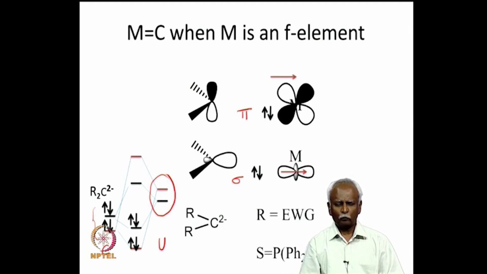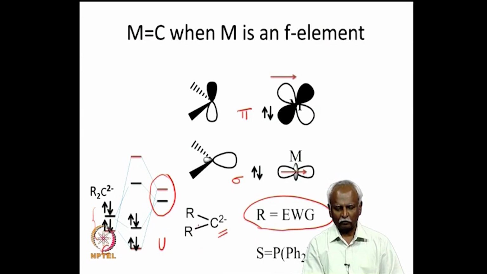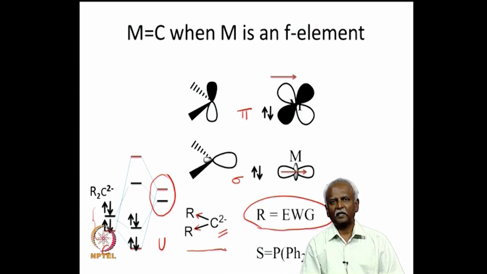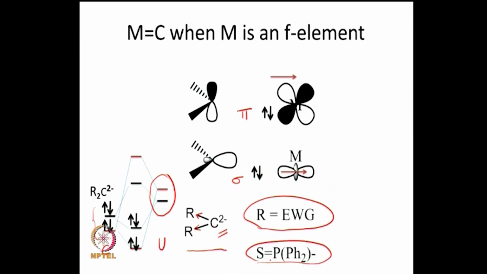So, how can one stabilize the 2 negative charge, the 2 extra pairs of electrons on the carbon? If you have a very strong electron withdrawing group on the carbon, then it is possible that the electron withdrawing group can draw away the extra charge that is present on the carbon by pulling electron density towards itself, and this will lead to stabilization of such a dianionic species. So, this dianion is stabilized because you have 2 PPh2S groups which are present on the carbon.